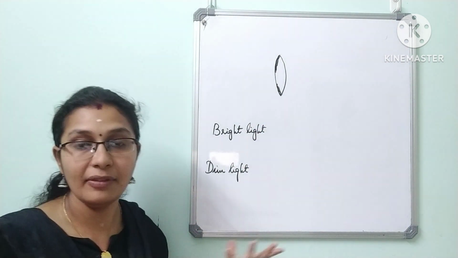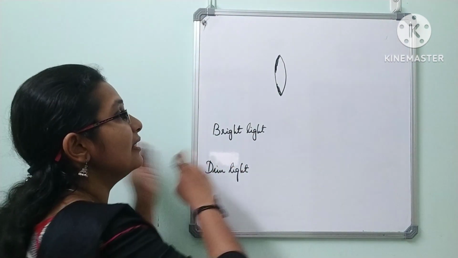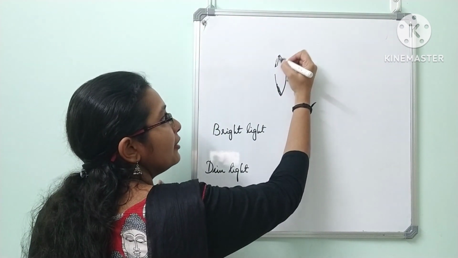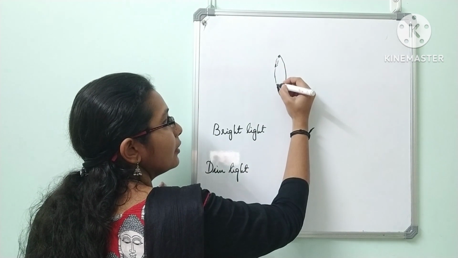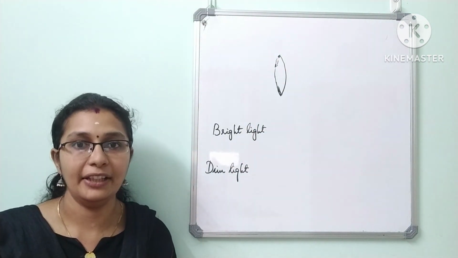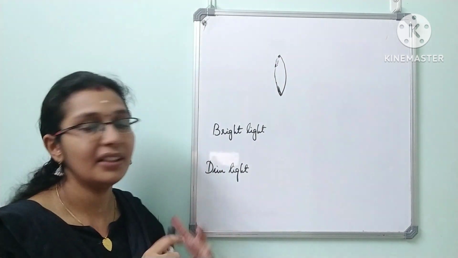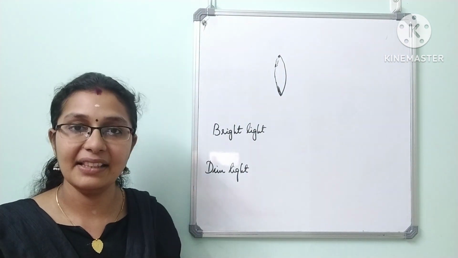Whereas just the reverse happens in dim light. In dim light, the iris will expand. So the pupil will allow more light to enter the eye, and thus we are able to see the object clearly. Clear? So these are all the functions of iris and pupil.